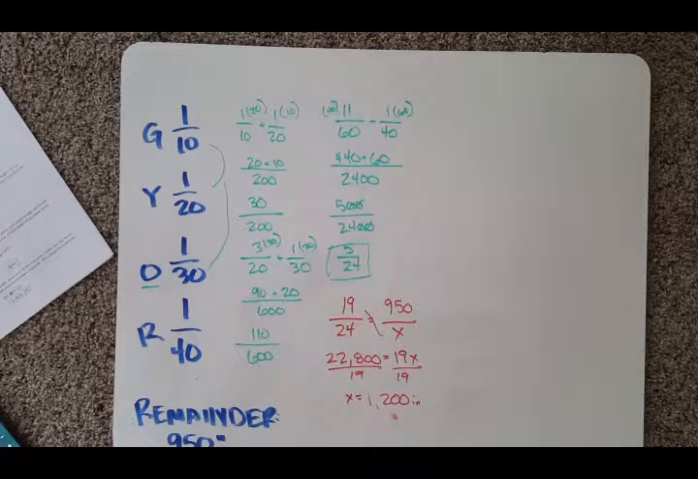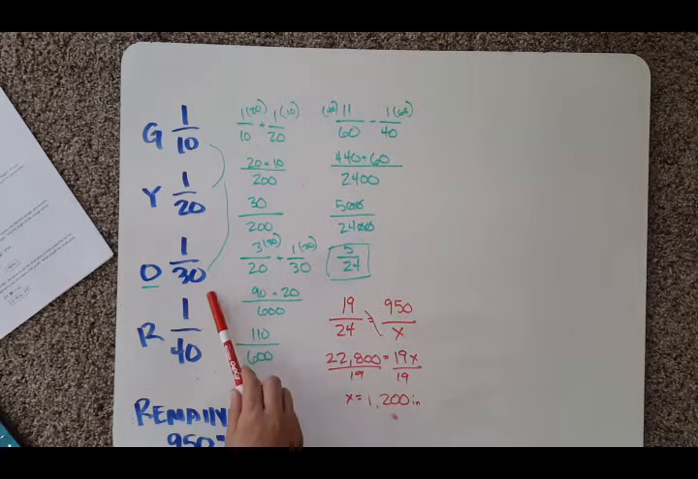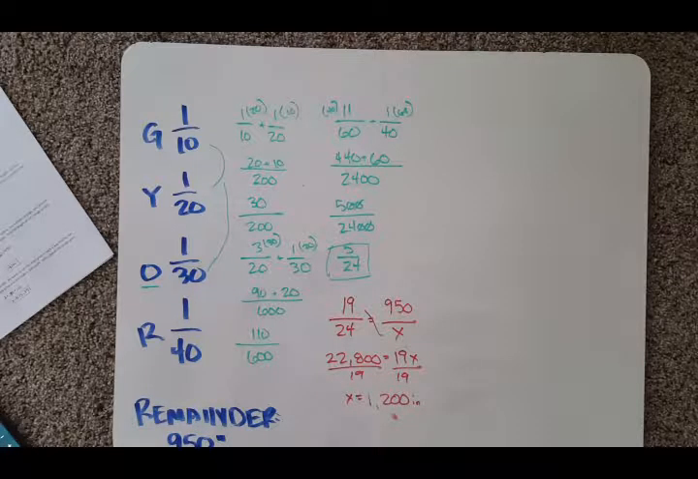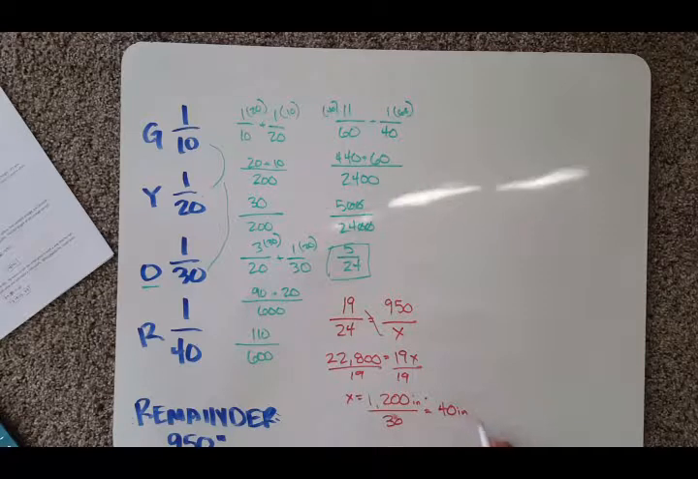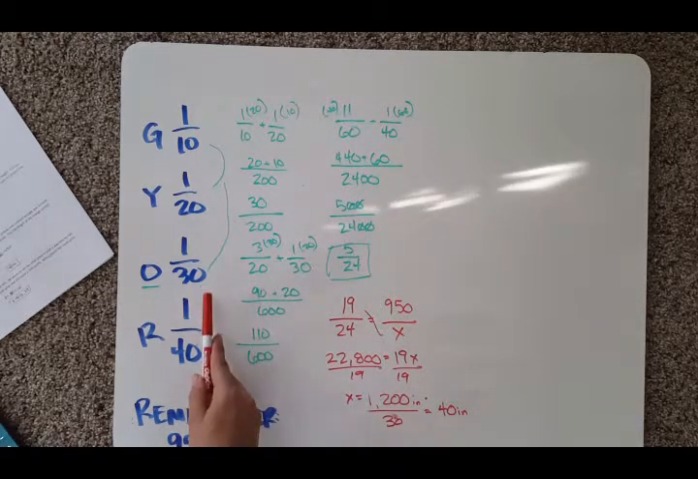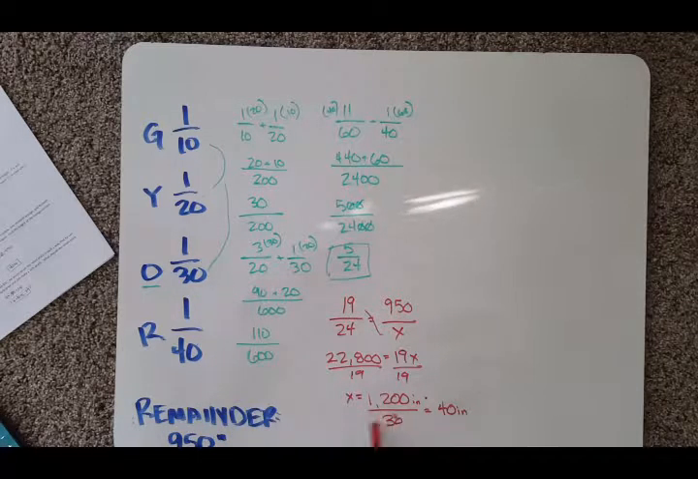Now, why is that helpful? Well, because we know that the orange is 1/30 of the total length of the string. So all we have to do is take this 1,200 and divide it by 30. And that gives us 40 inches. So dividing it by 30, because we know orange is 1 part if you divided it into 30. So 1 part of that is 40 inches. And since orange is only 1 part of 30, the orange is 40 inches. There's your answer.